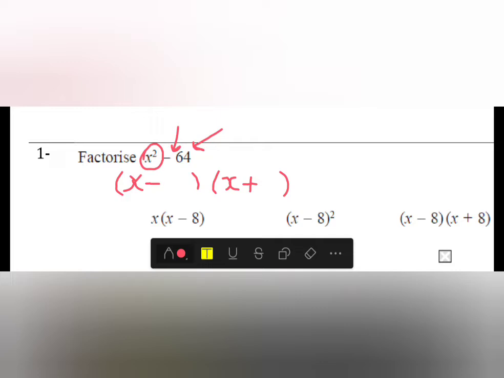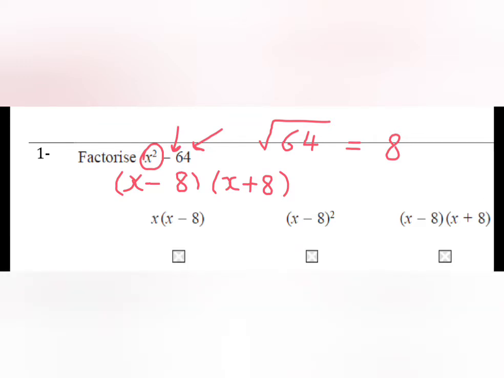Now, how do you find the answer for square numbers? Very good. You just put them under the square root, and you'll get the answer. So the answer is 8. So here we put 8 and 8. And this is the answer of this question. So it's x minus 8 and x plus 8.